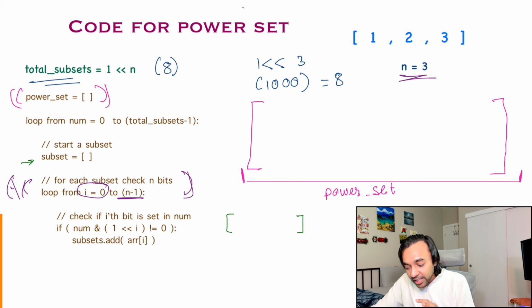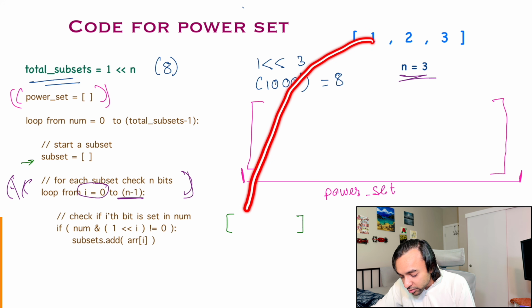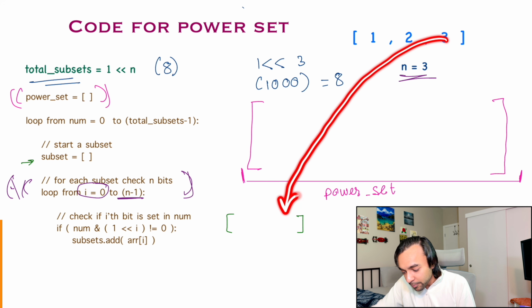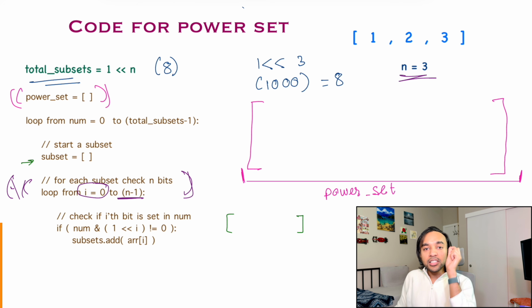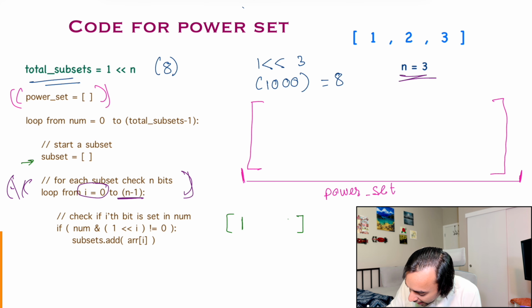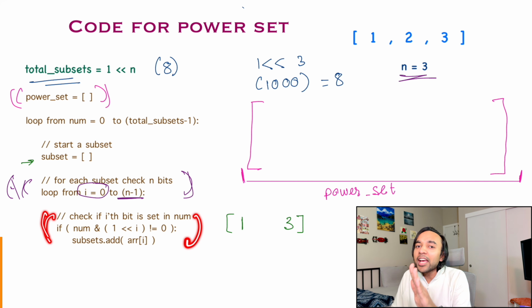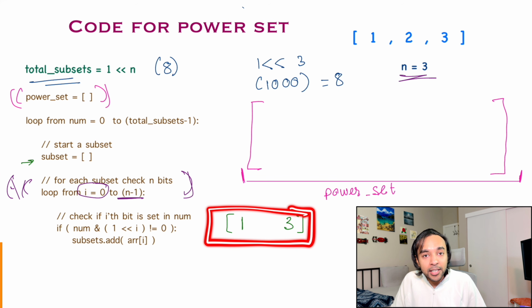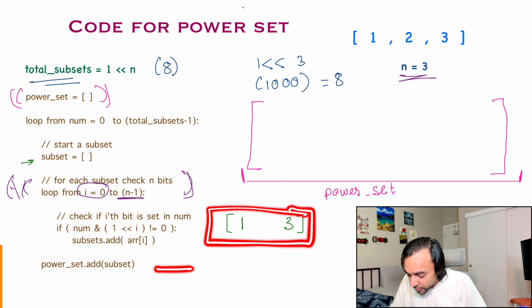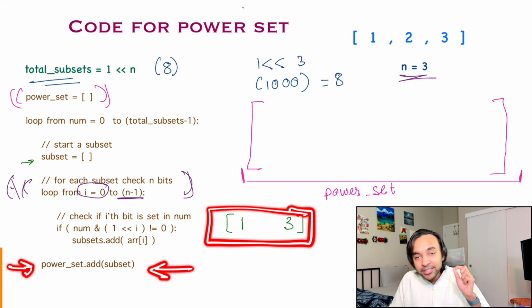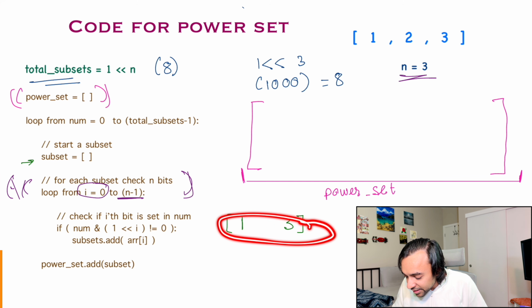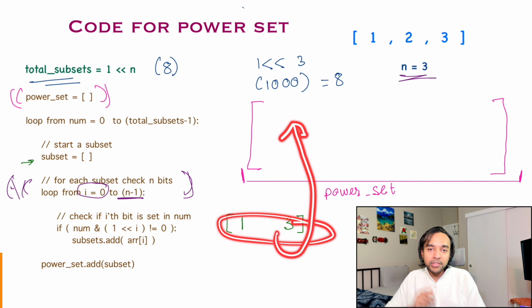So based upon the fact that if a bit was set, this value is going to pop up in my subset over here. So let us say, for example, the 0th bit was set and the second bit was set. So in my subset, I am going to have the value 1 and I am going to have the value 3. This loop will be very, very small, right? Since I only have 3 bits to check. Once this is done, I know that my subset is ready. And once I know this, what do I say? powerSet.add(subset). So this entire subset goes in your power set.